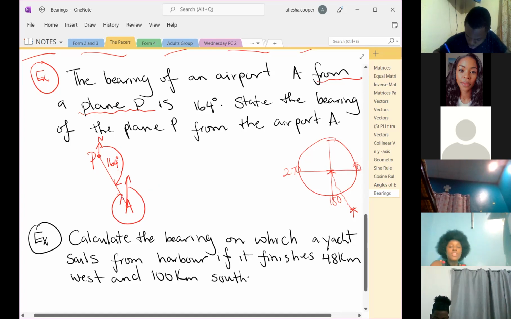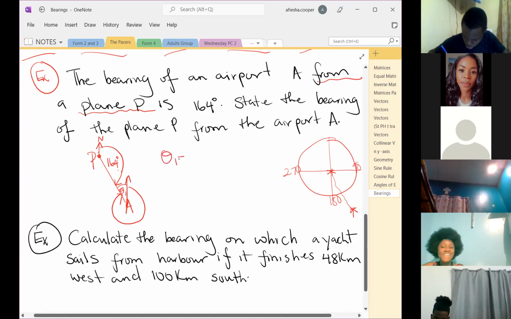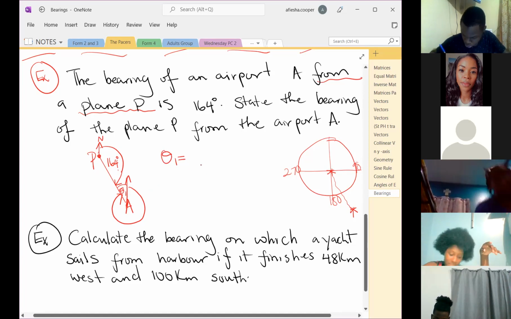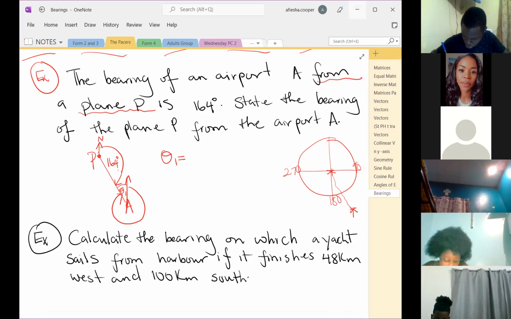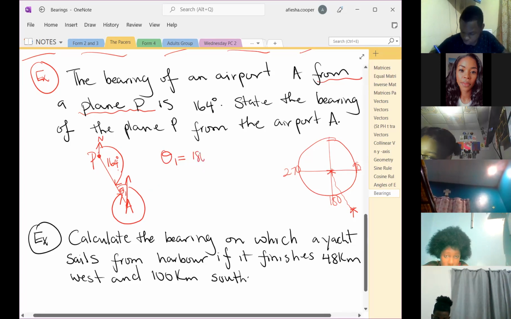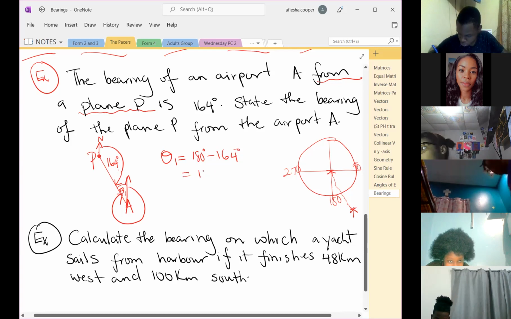So far it's the same rules, right? We find theta 1. And how much is theta 1? Solange, what's the value of theta 1? Miss, since it's interior, I had 180, take away 164, giving me 16 degrees. 16 degrees. All right, thank you.